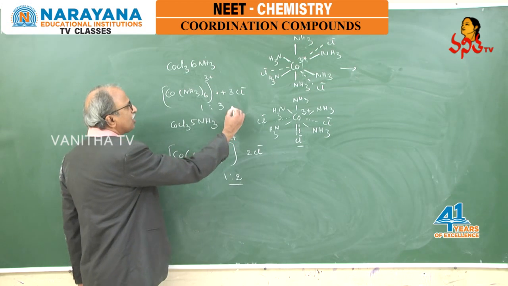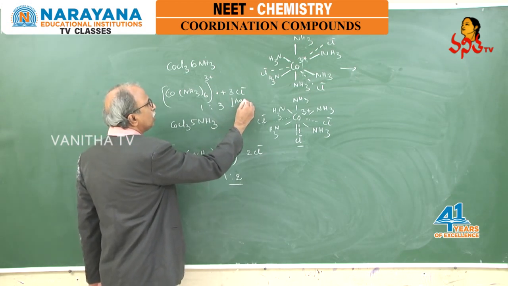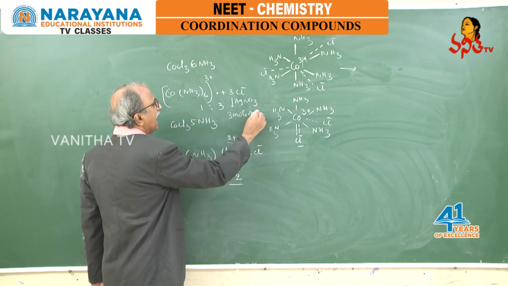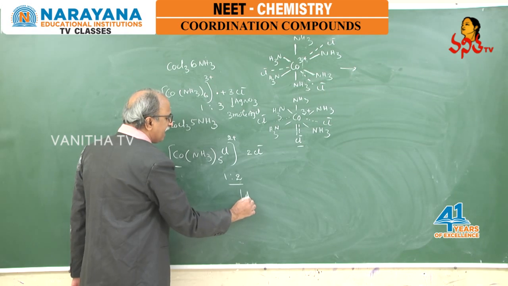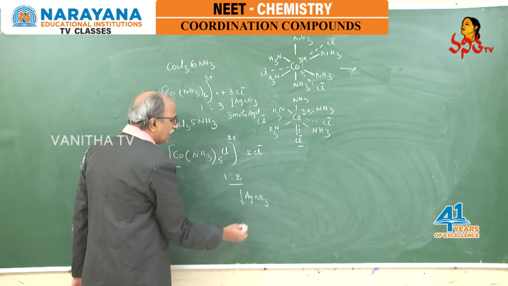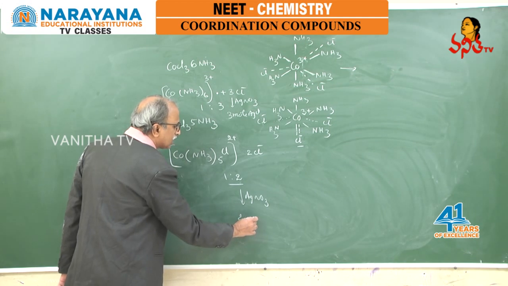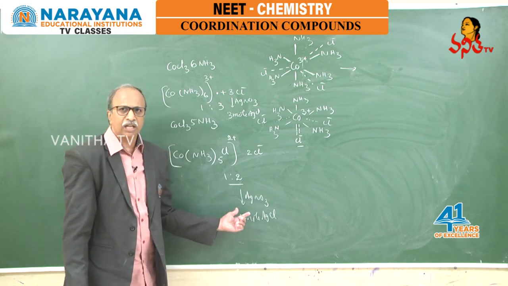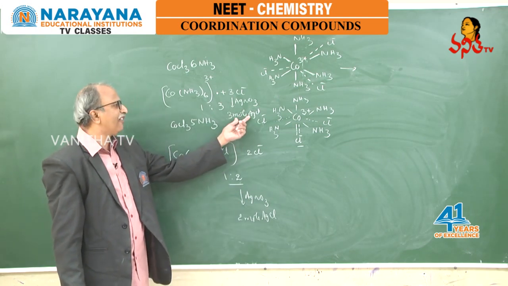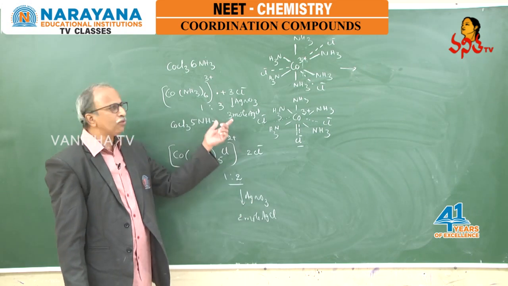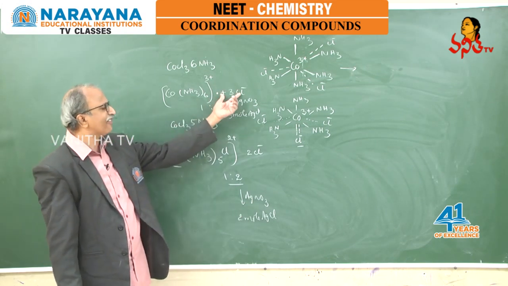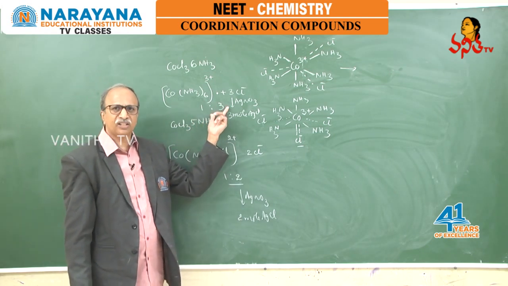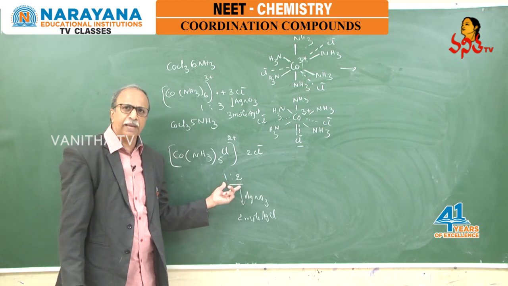So when the first is treated with AgNO3 solution, it gives 3 moles of AgCl, whereas when this one is treated with AgNO3, it gives only 2 moles of AgCl precipitate. Therefore they give different amounts of AgCl precipitate. Next, the number of ions formed is also different. As I said, this is a 1:3 type of electrolyte, and this one is a 1:2 type of electrolyte.